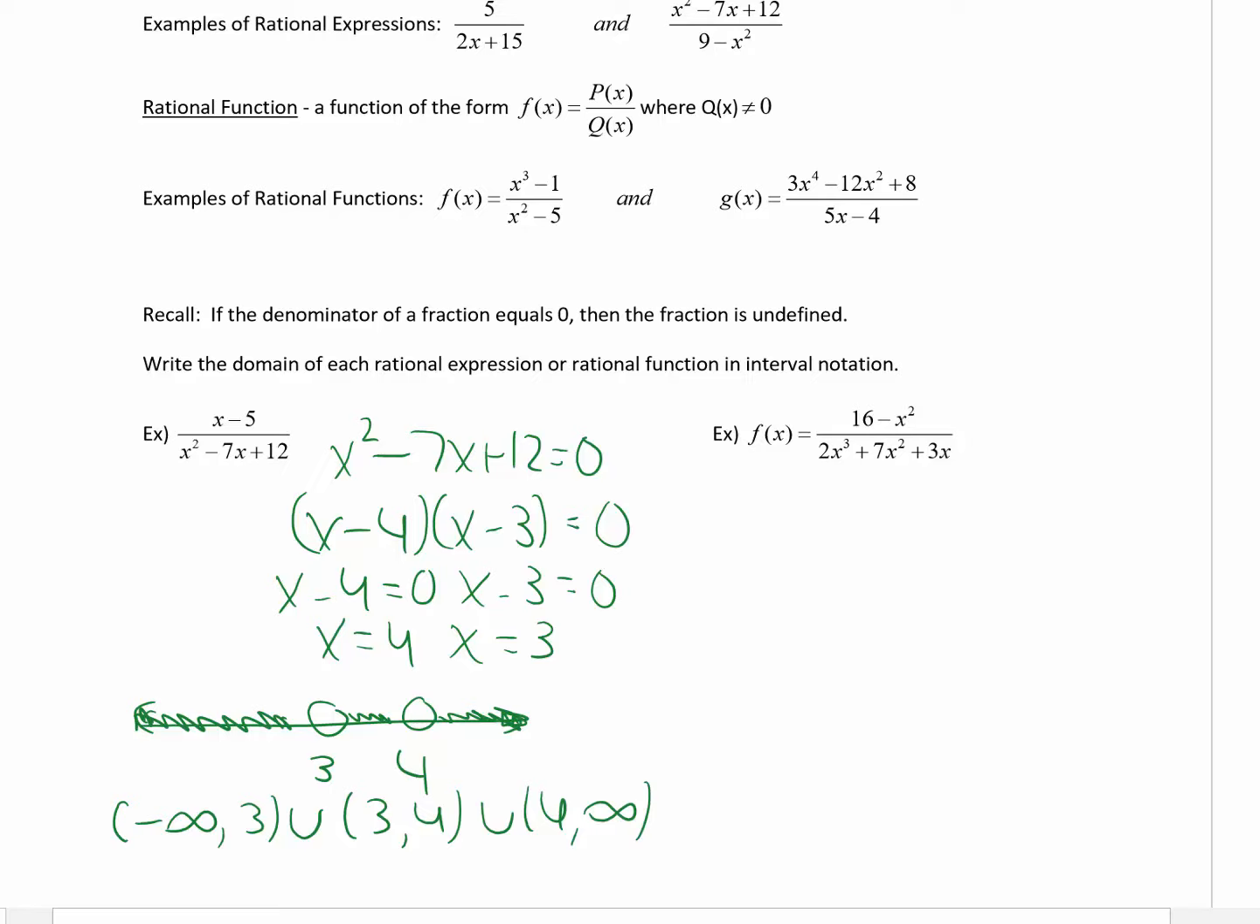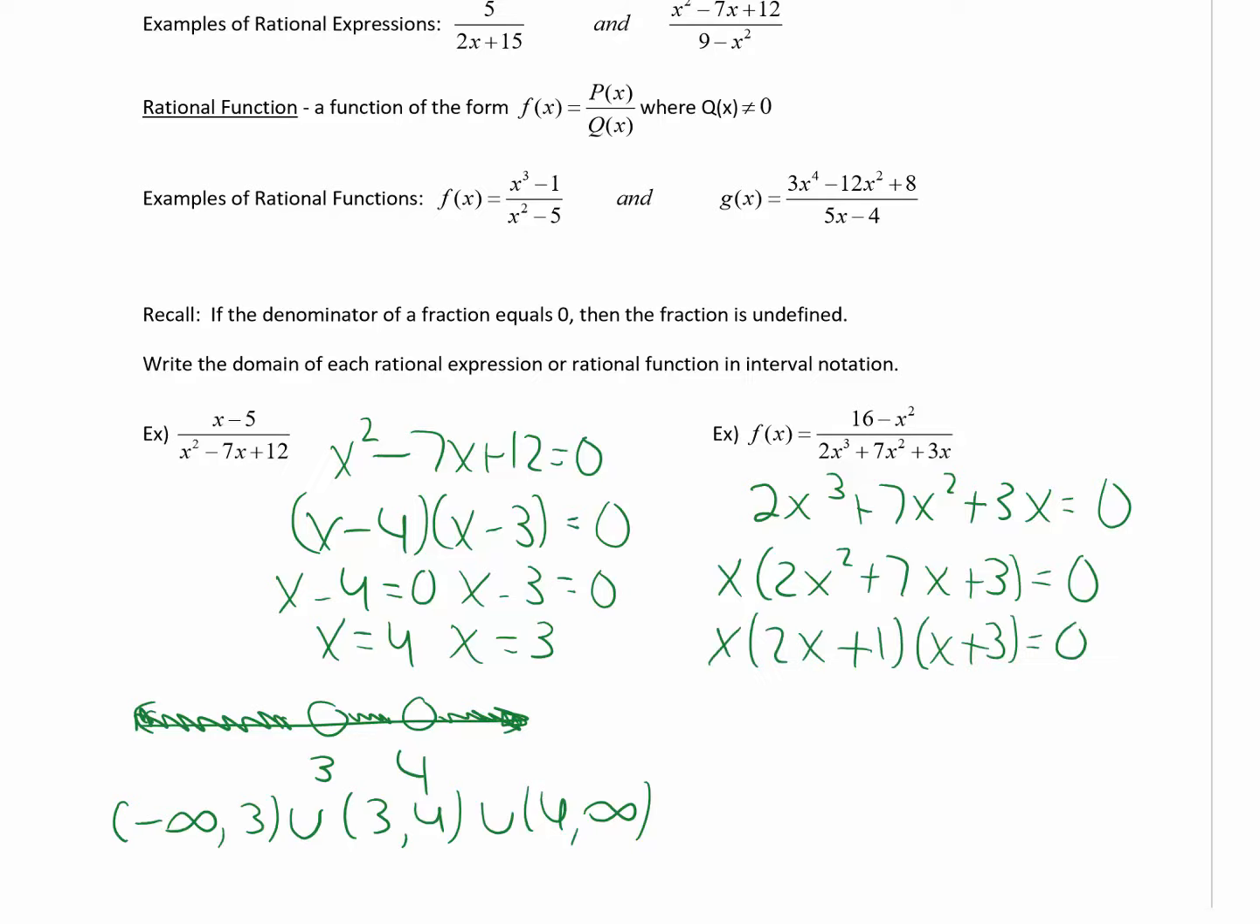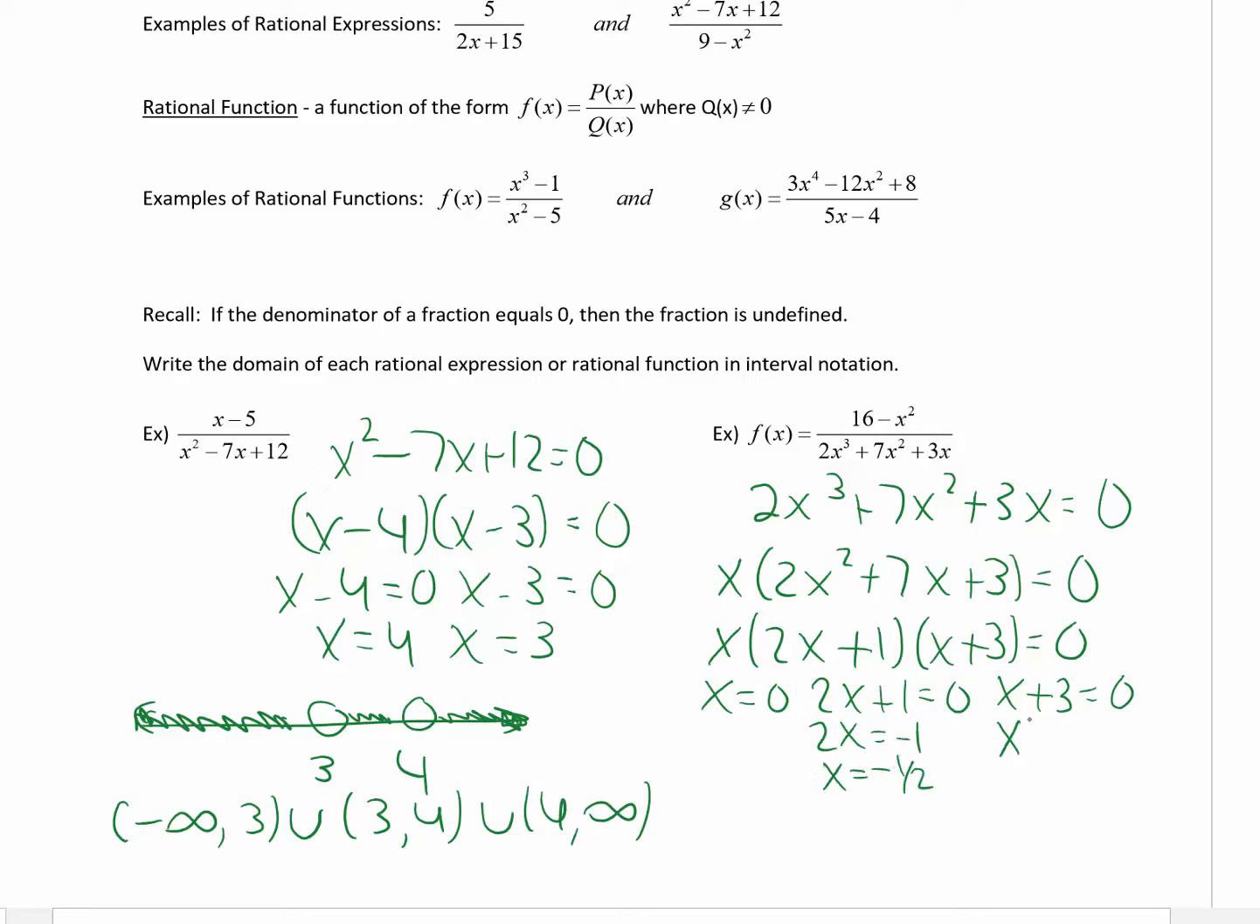Again, all I care about is the denominator equaling 0. I can factor out an x, and I can factor this trinomial too. All right, so set each factor that contains a variable equal to 0. X equal to 0 is done. So we have negative a half and negative 3.